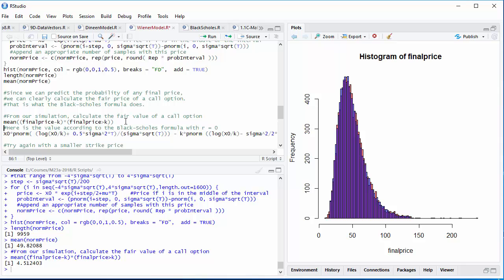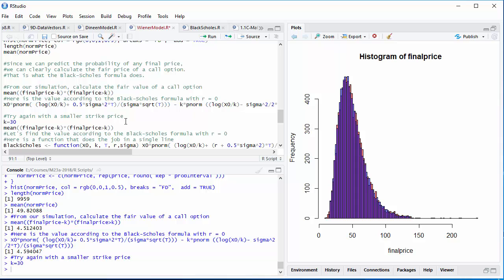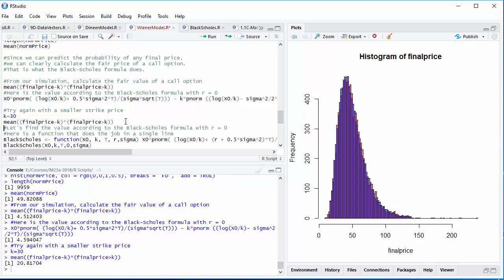Don't try to read this whole formula, but this is the Black-Scholes formula. And for the moment, what matters is it computes almost exactly the same number. Same thing works with any strike price. We could have a strike price of 30. Now the stock can decline quite a bit and the option will still be in the money. And what we discover is the value of this option is substantially greater. It's about $20.81. And we can check this with the Black-Scholes formula.